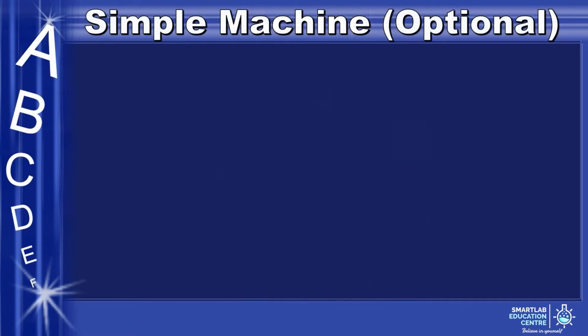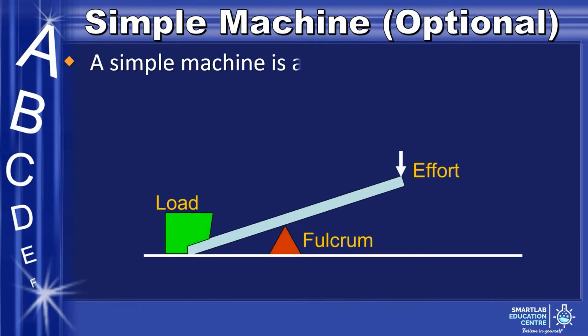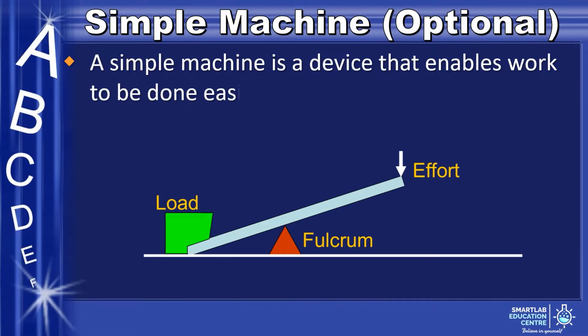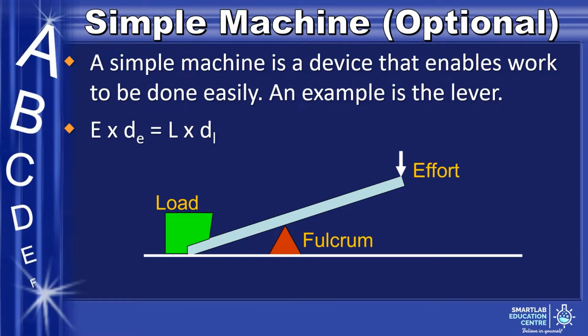Let us talk about simple machines. A simple machine is a device that enables work to be done easily. An example is a lever. The lever uses the principle of moments as shown by the formula here. There are 3 types of levers which are classified based on the position of the load, the fulcrum or pivot, and the effort or force exerted.